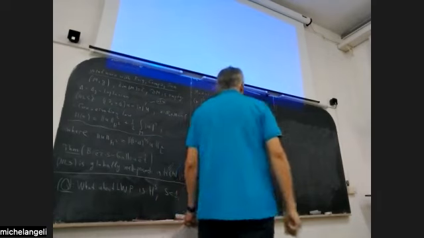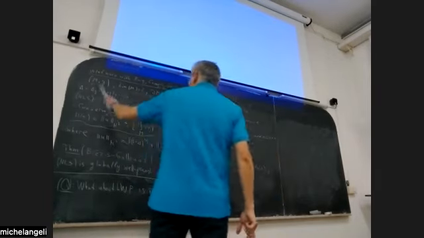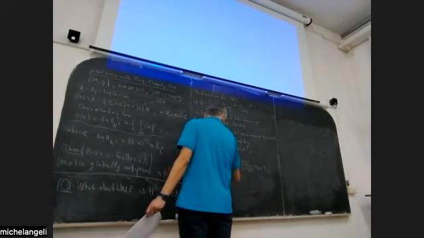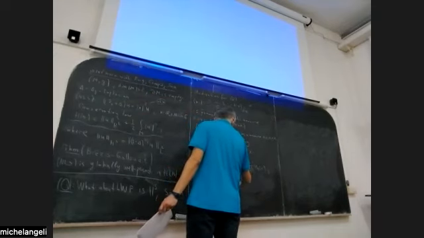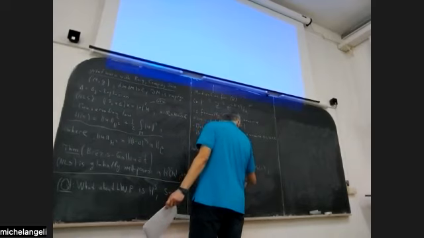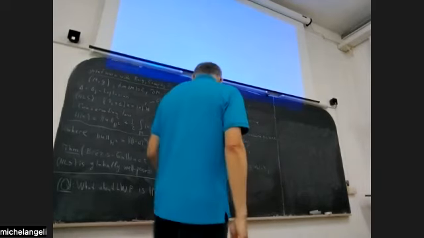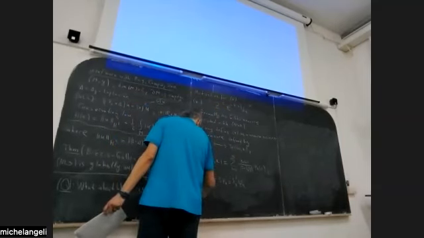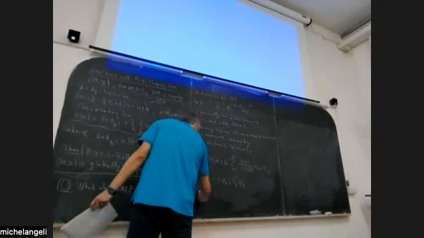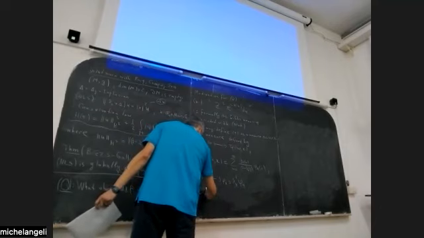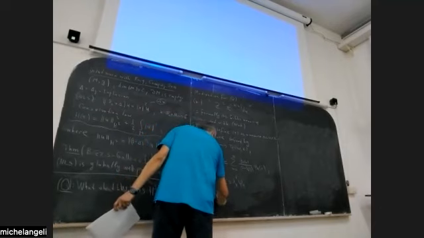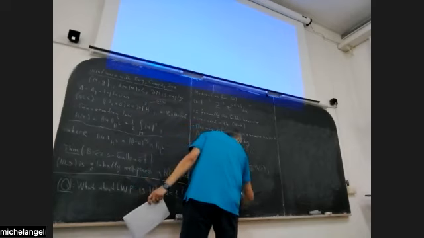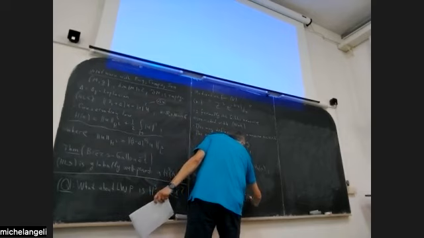So phi_n are the Laplace-Beltrami eigenfunctions. These are functions which satisfy such an equality, such that phi_n form an orthonormal basis of L2 on the manifold.